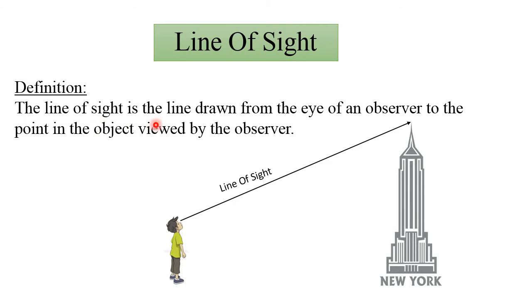So the line of sight is the line drawn from the eye of an observer to the point of an object viewed by an observer. That line is called line of sight. So the line of sight is the line drawn from the eye of an observer to the point in the object viewed by an observer.